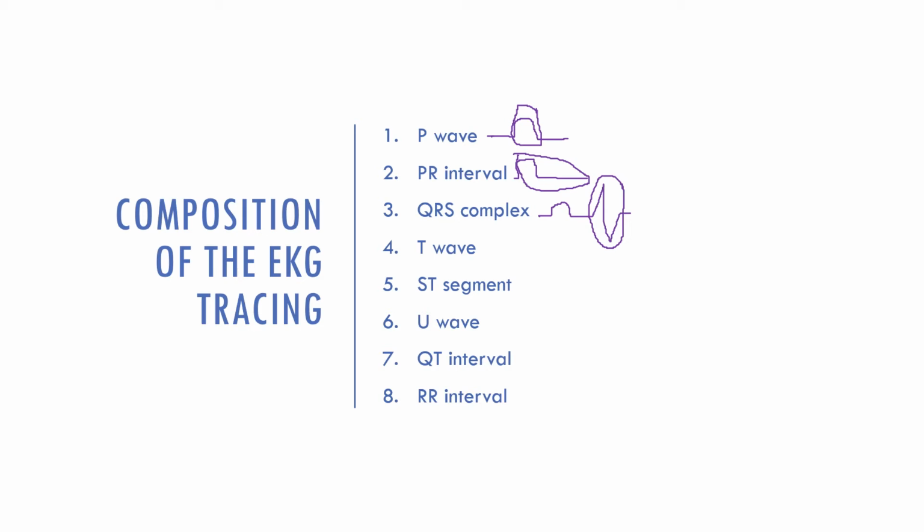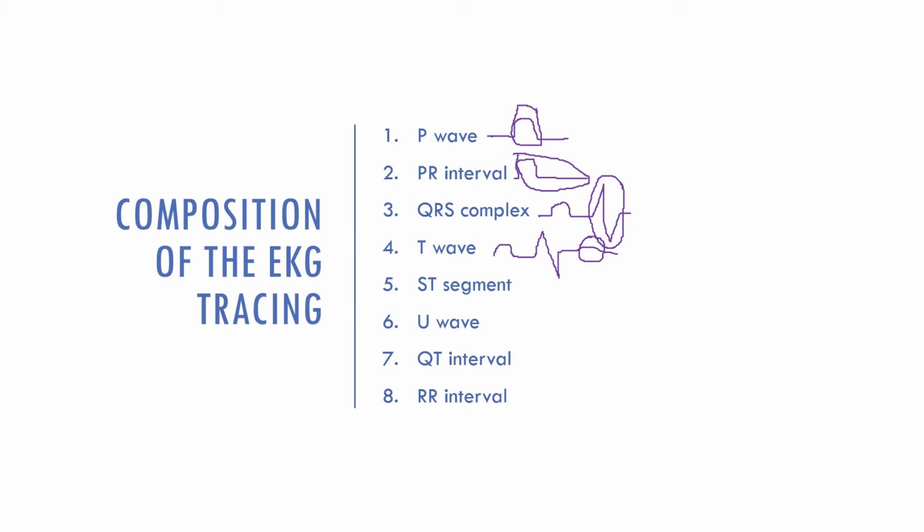Then you have your T wave. Your T wave represents repolarization of your ventricles. This follows your QRS complex and is usually slightly rounded. It's not nearly as peaked as your P wave. So you have your P wave, QRS, and then a slight little T wave right there.